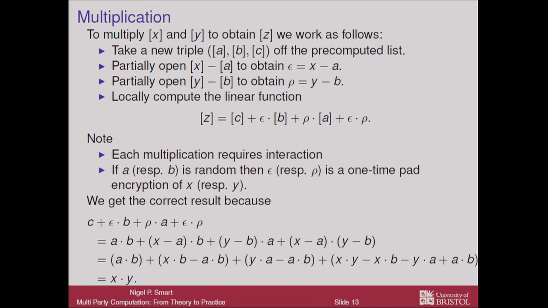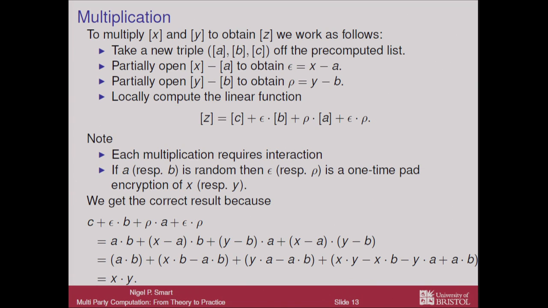So x has not been revealed. There's no information revealed from revealing epsilon. I partially open y minus b, let's call that rho, and by the same argument, b is like a random value, I've masked y with it, so this is like a one-time pad, and so there's no information in rho. And then I know epsilon now, I know rho, I know epsilon times rho, because I know epsilon, I know rho, so I just compute this linear function of z, and I can compute linear functions for free.